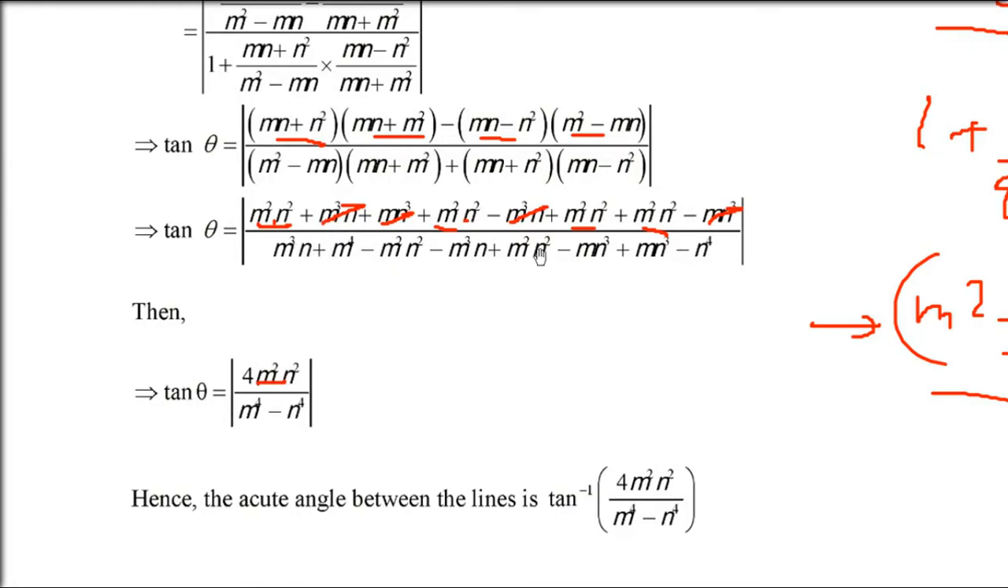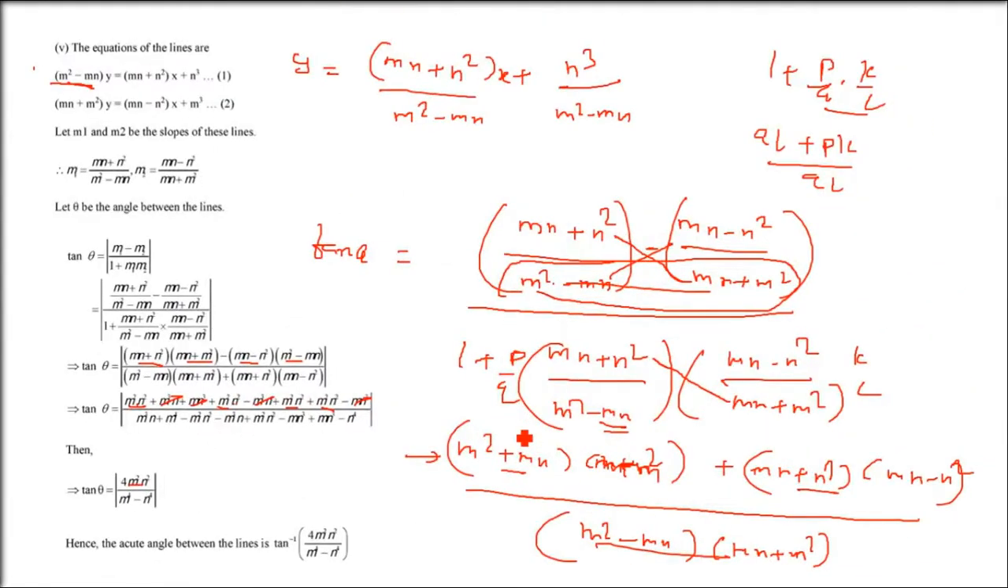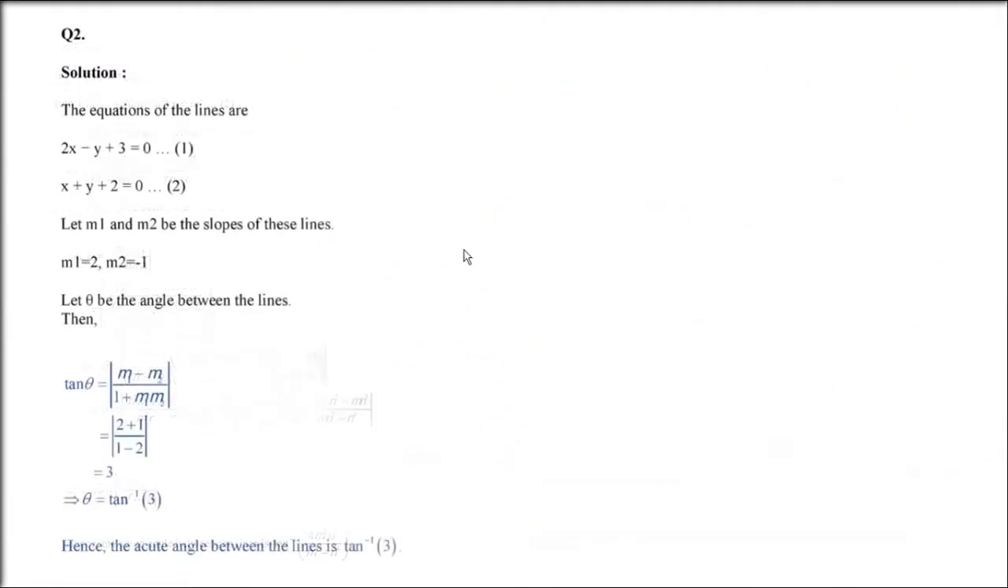In the denominator, m cube n cancels. M square cancels. This also gets cancelled. And m cube n, all they have similar negative plus signs. So cancel everything. Only m4 and n4 will remain. So 4m square n square by m4 minus n4. Okay.